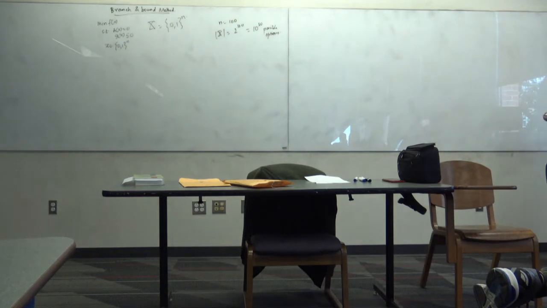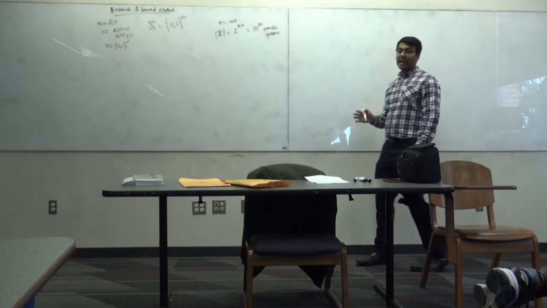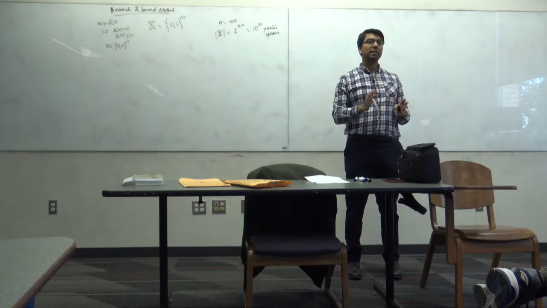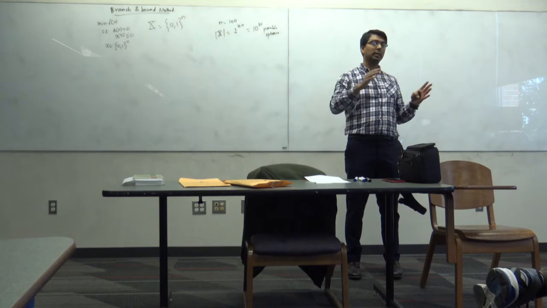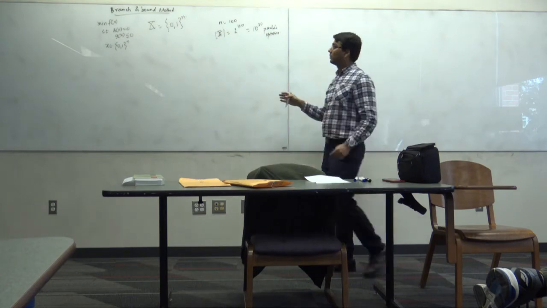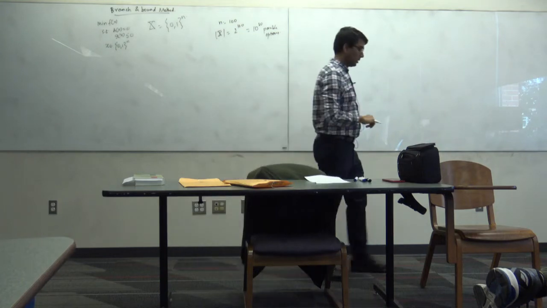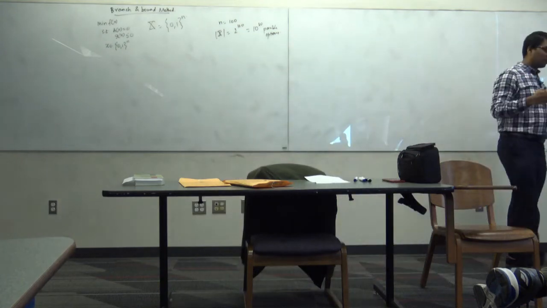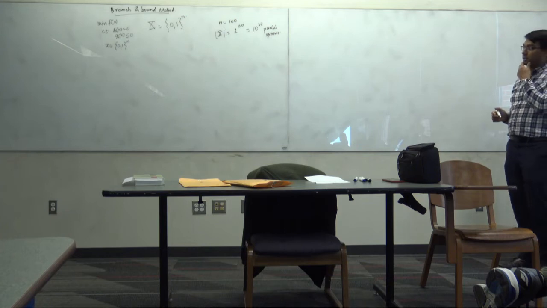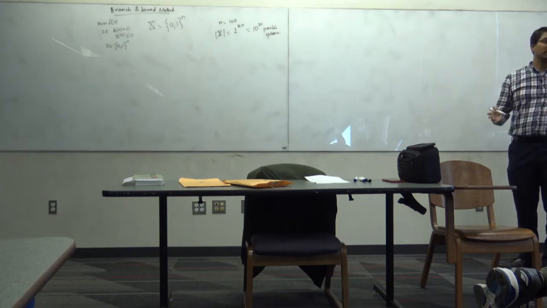Okay? So branch and bound is an exact method. It will give you a solution exactly. Therefore, the amount of time it will run may be pretty large. But I still want to give you the flavor of what this method looks like because it's very different from what we have done so far.